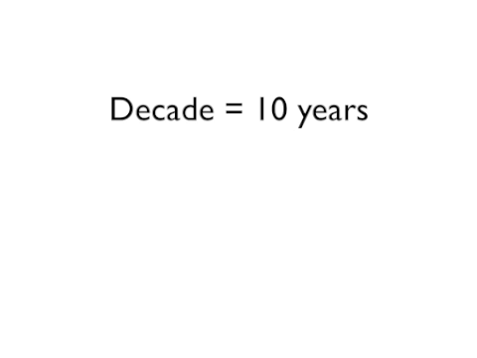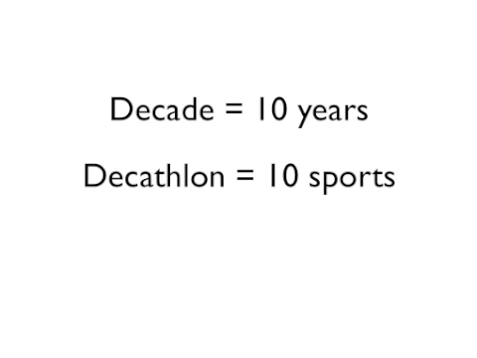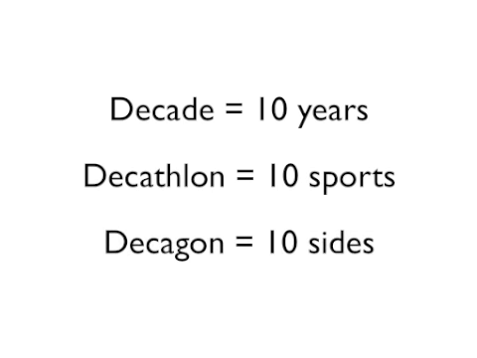By the way, the decimal system comes from a Latin word meaning 10, and all of these words which have that DEC prefix at the start have something to do with 10. So for example, a decade means 10 years. Decathlon is 10 sports combined into one. A decagon is a shape with 10 sides.